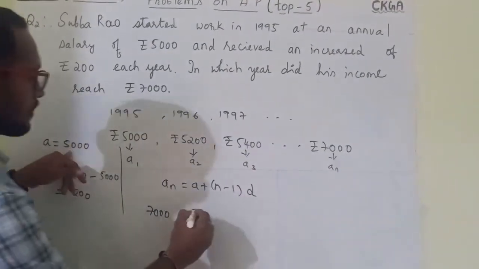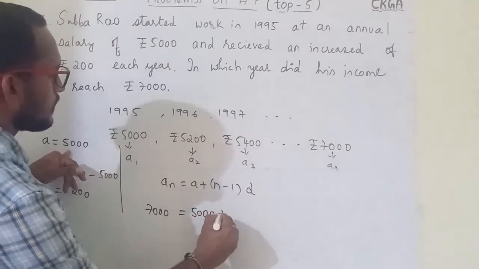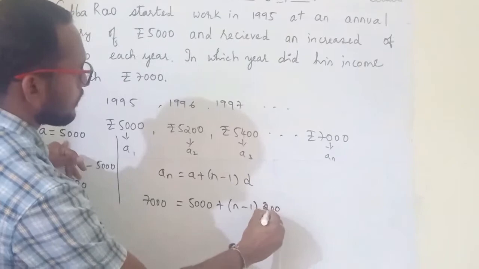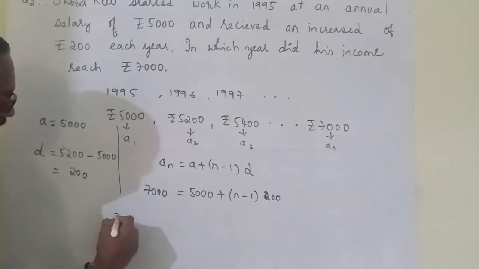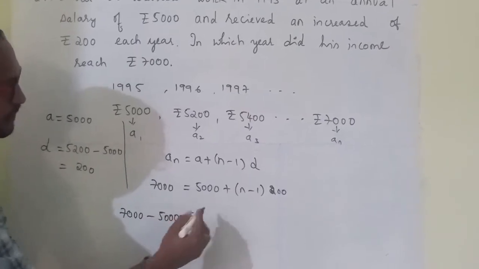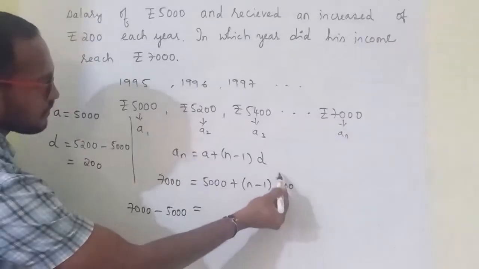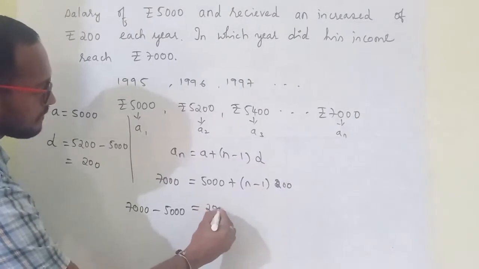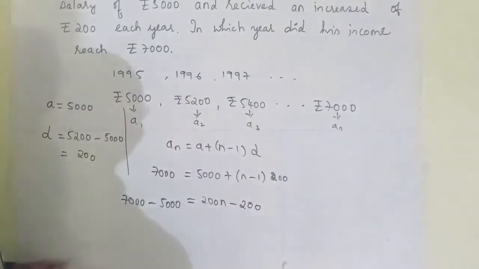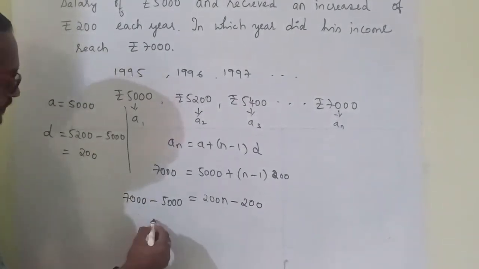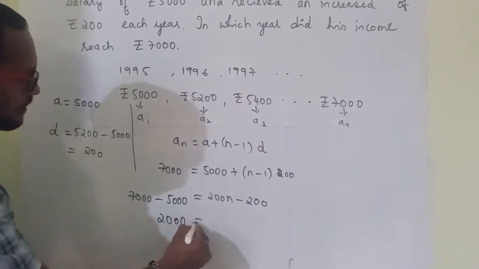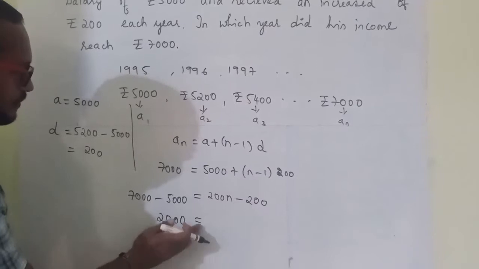A equals 5,000 plus (n minus 1) into d, where d is 200. Now transpose 5,000 here. That is 7,000 minus 5,000 is equal to, you just distribute it, 200 times n, and 200 times minus 1 is minus 200. So 7,000 minus 5,000 is 2,000.